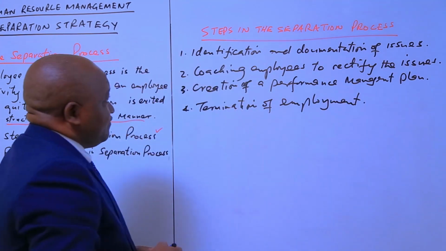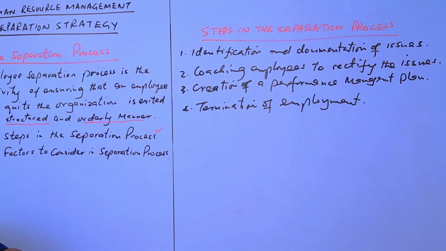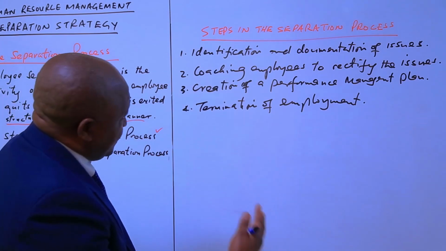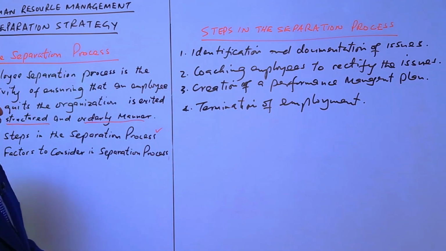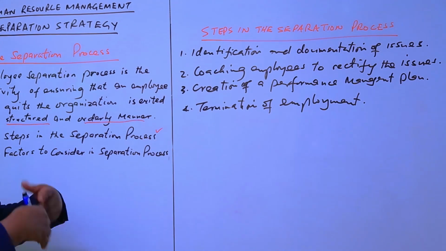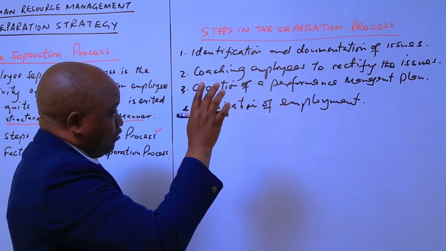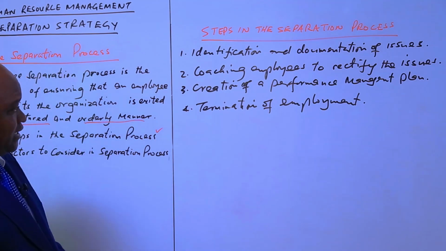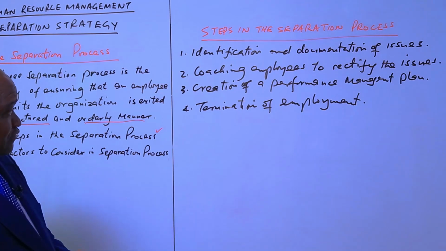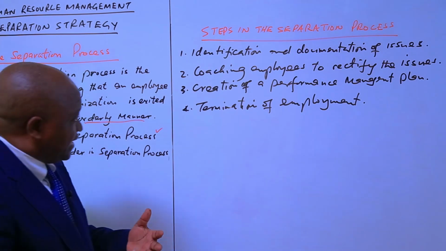So issues have been identified, they have been documented, coaching has taken place, an employee has been told to rectify the issues, an agreement plan has been put in place, and still that particular desired improvement is not being achieved or arrived at by the employee. Then the next stage is to terminate the employment of that particular employee with the employer. So termination of the employment contract comes in, you can see, dear learner, at stage number 4, when the others have not yielded, for example, any positive return.